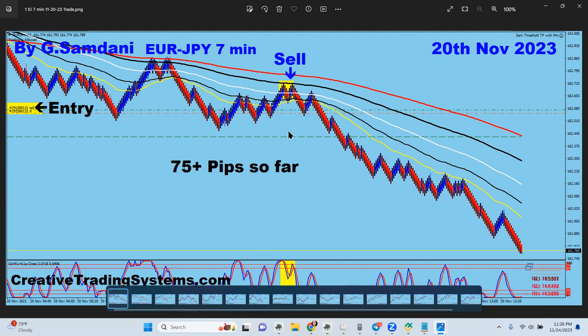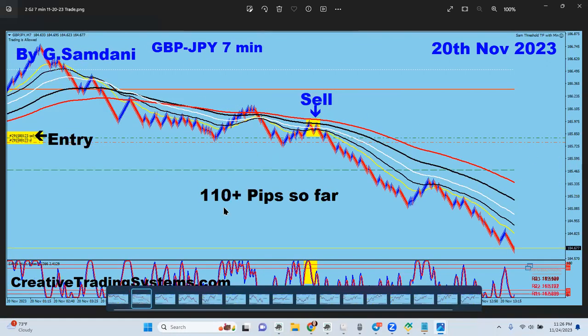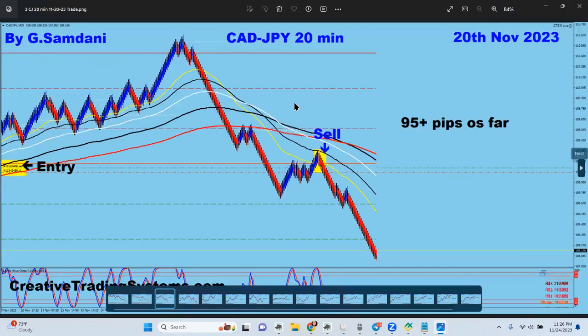Sell order is here. All the trades you will see according to the setup, nothing random. Everything has to be by the setup, either from 7-minute chart or 20-minute chart. So this is the first one for 75 pip to the downside, same time, same day. Pound yen shorted, so order here, 110 pip to the downside. This is the entry by the book. Right now, CAD yen also went down from here, 95 pip.